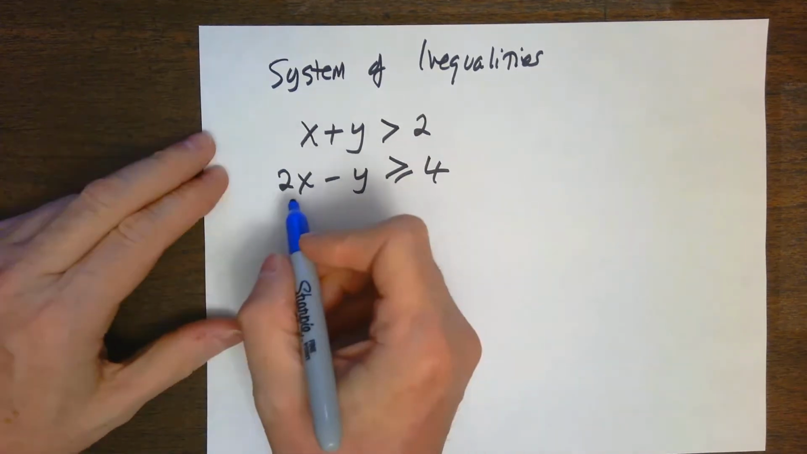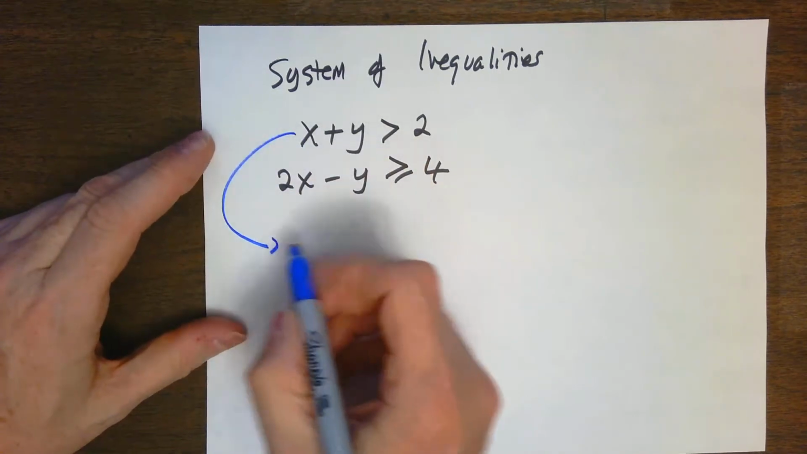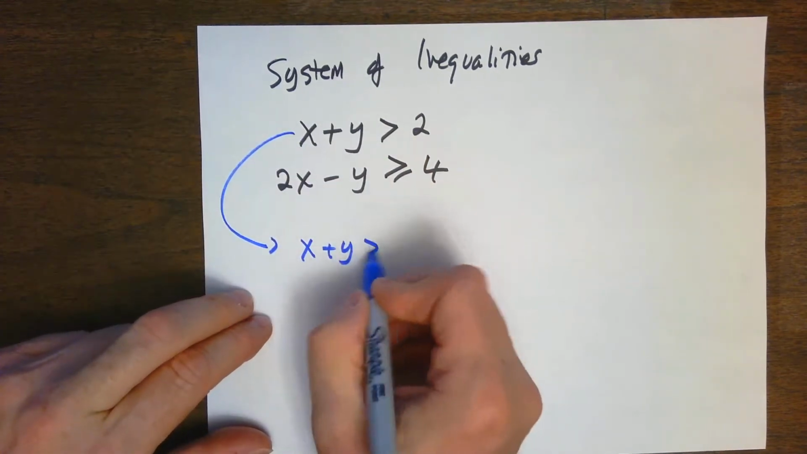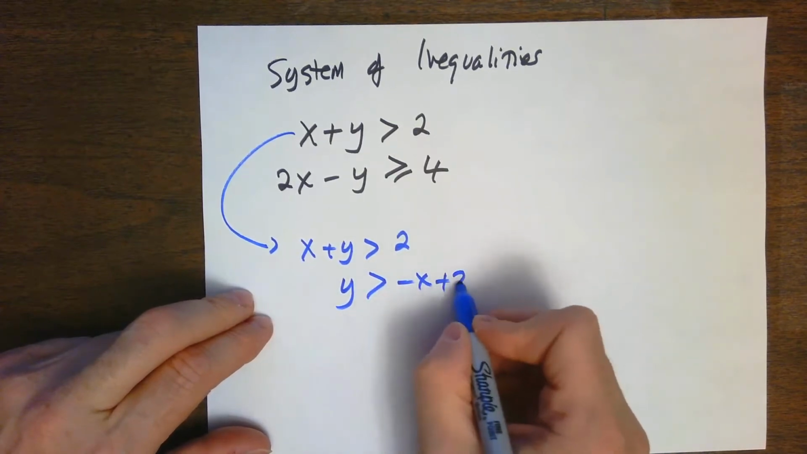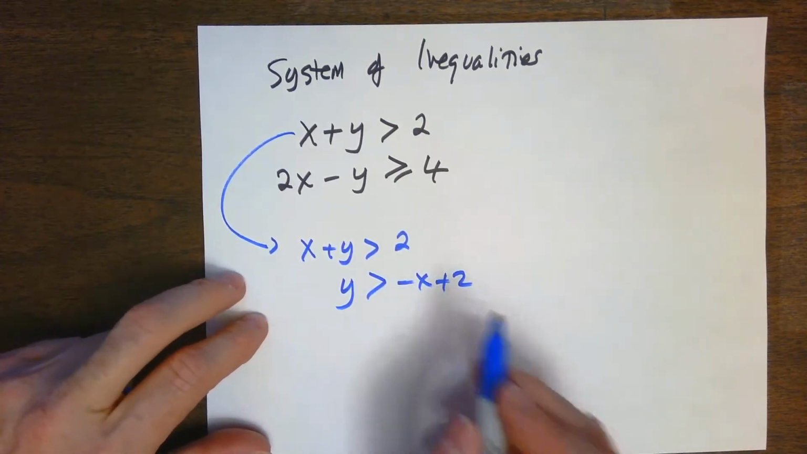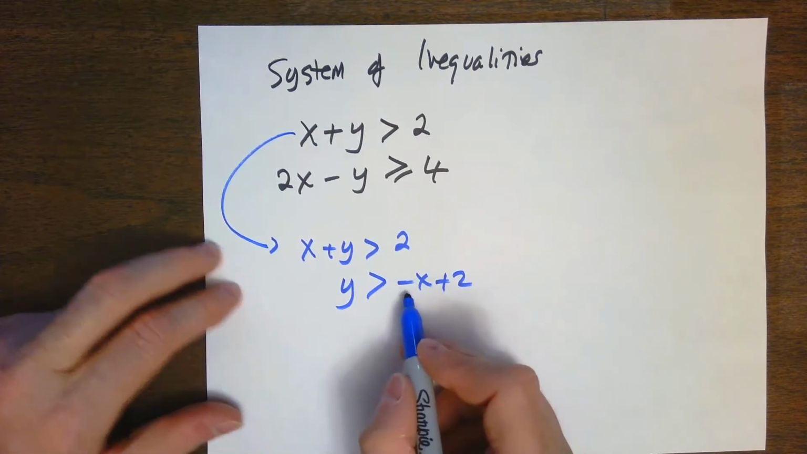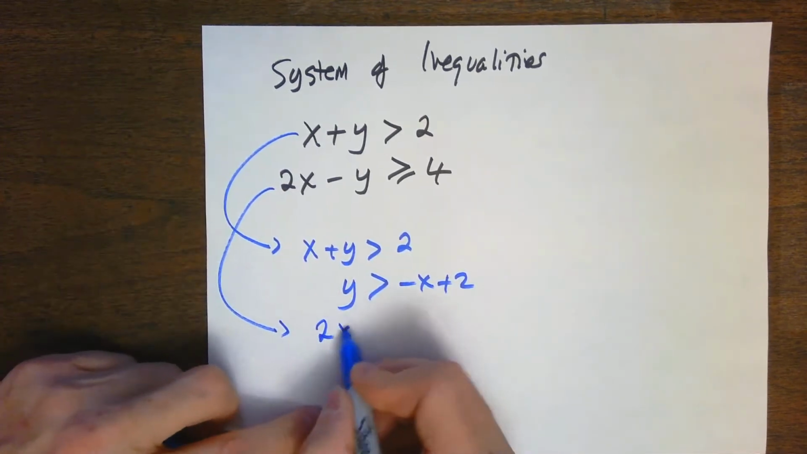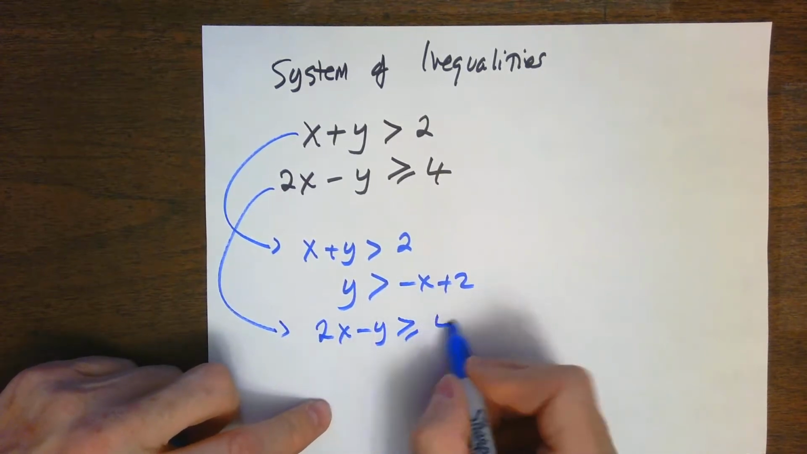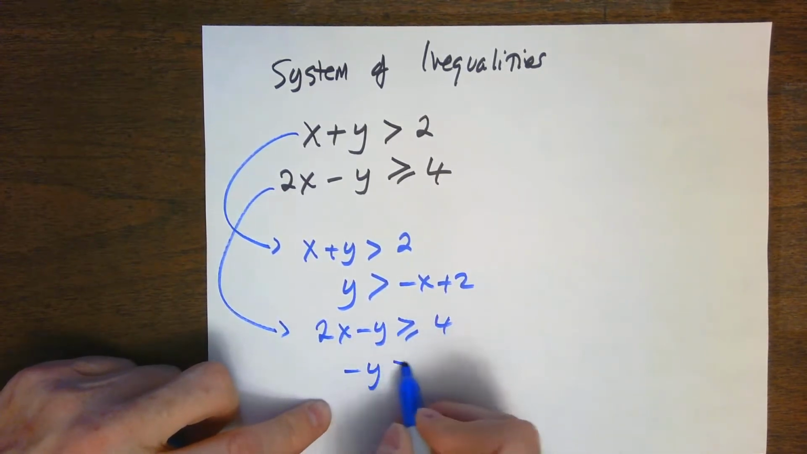Let's take a closer look at them. First, the first one. X plus y greater than 2, subtract x from both sides, y greater than negative x plus 2. That's going to be the first line. I'm going to have a y-intercept of 2 and a slope of negative 1. The second inequality, 2x minus y greater than or equal to 4. Subtract 2x from both sides.